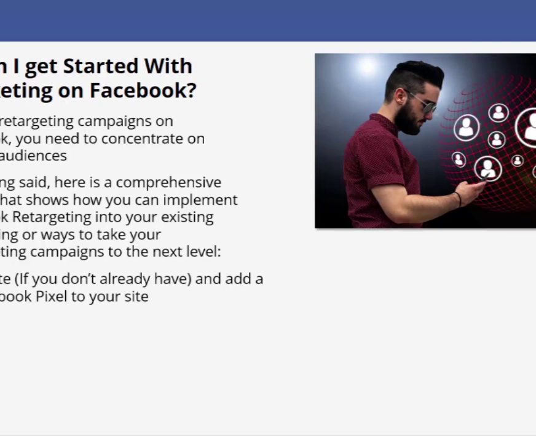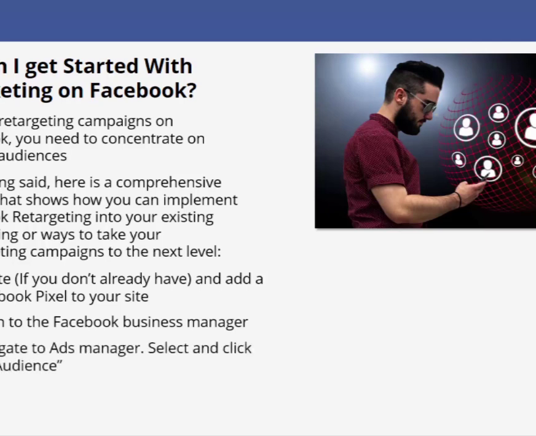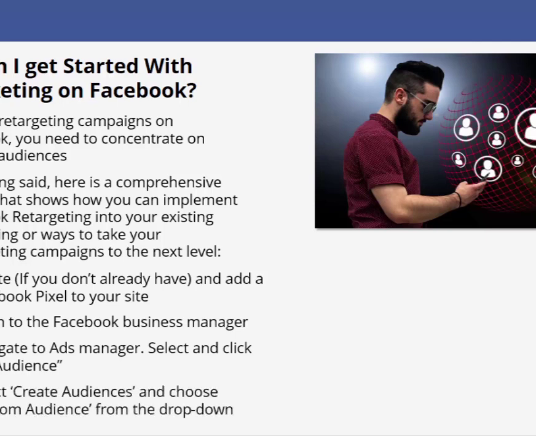Number 1. Create, if you don't already have, and add a Facebook pixel to your site. Number 2. Log into the Facebook Business Manager. Number 3. Navigate to Ads Manager. Select and click on Audience. Number 4. Select Create Audiences and choose Custom Audience from the drop-down.